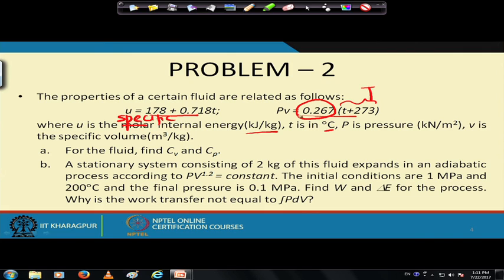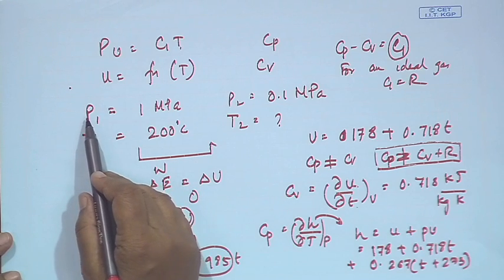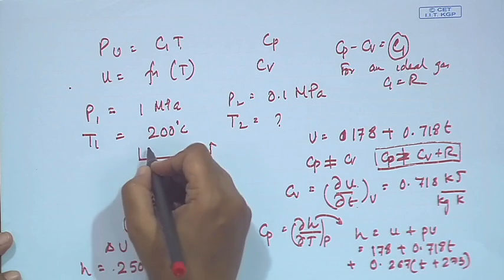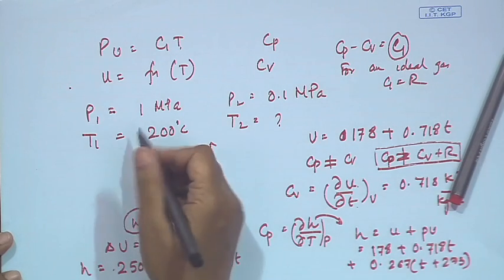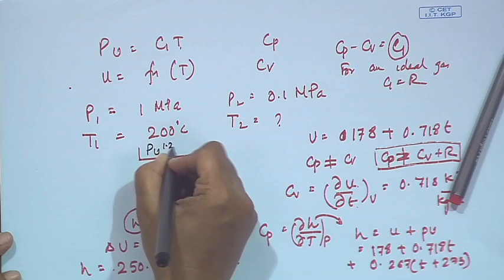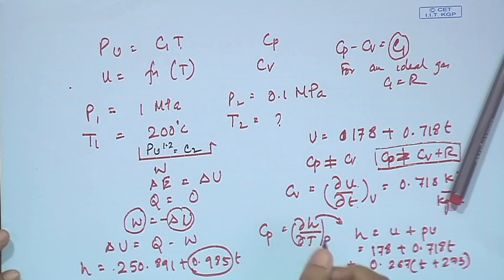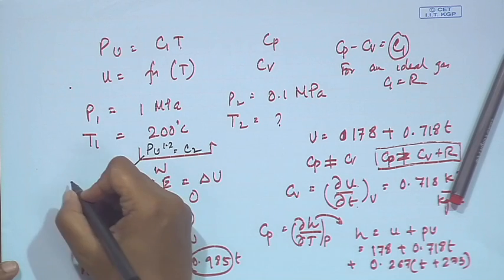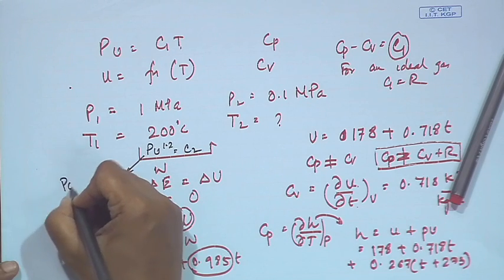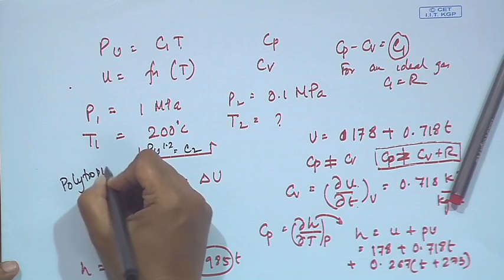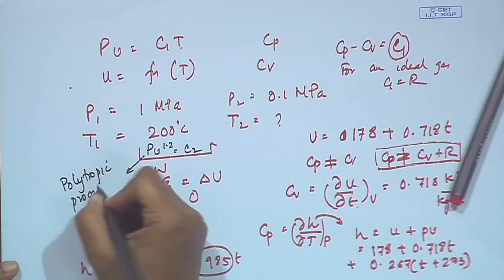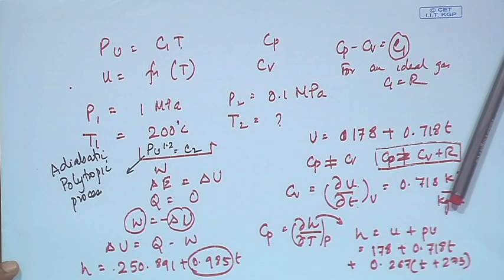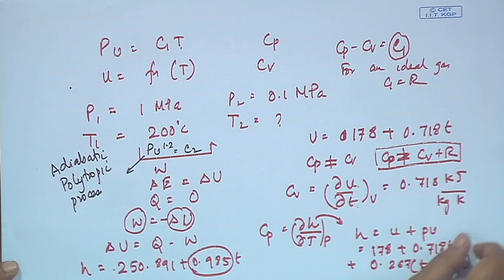Now, for this part of the problem, there are initial conditions given, final conditions given, the process is specified. What is the process? The process occurs according to this particular equation, right. And what is this equation? This equation, as you know, is for a polytropic process, isn't it? It's already mentioned, it is adiabatic. So, it is an adiabatic polytropic process that we are going to deal with.